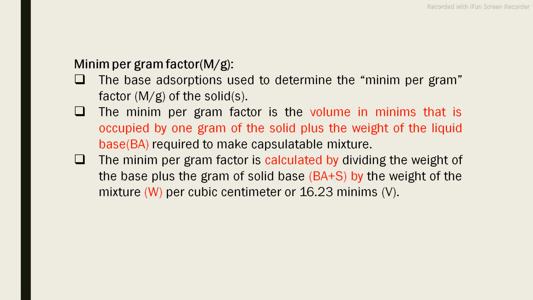So minim per gram factor is calculated by dividing the weight of base plus gram of solids, that is Ba plus S, by the weight of mixture per cubic centimeter, or directly you can multiply by 16.23 minims. So by using this formula, you can calculate the minim per gram factor. That is Ba plus S, that is weight of base plus gram of solid, into V by W, where capital V is the volume and capital W is the weight of mixture, or you can consider 16.23 as V. So from this you can calculate the minim per gram factor.